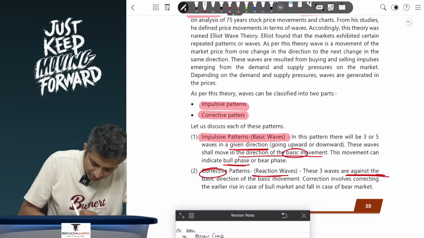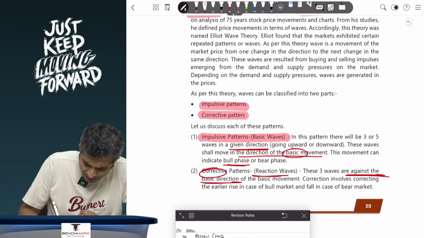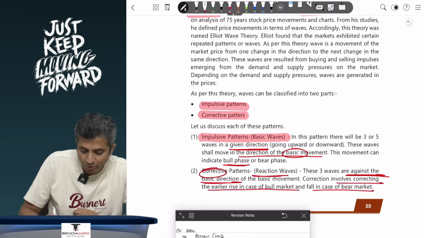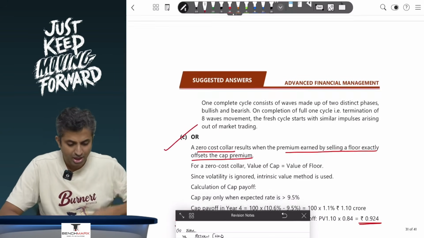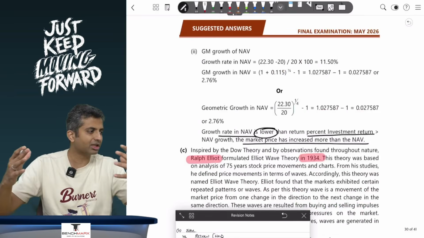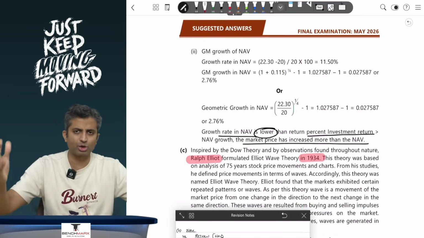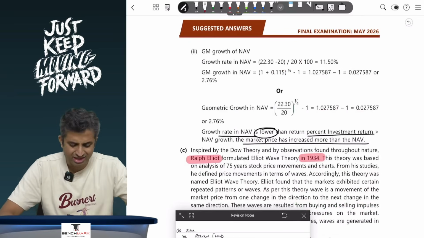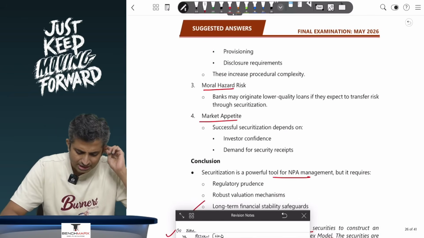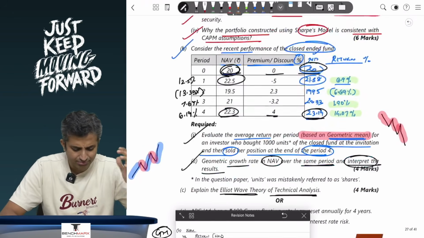These are against the basic pattern of the movement. Correction waves correct the earlier rise in a bull market or fall in case of a bear market. So together, these waves can show a particular pattern, and that is regarding the Elliott wave theory. This is relatively manageable, I would say.